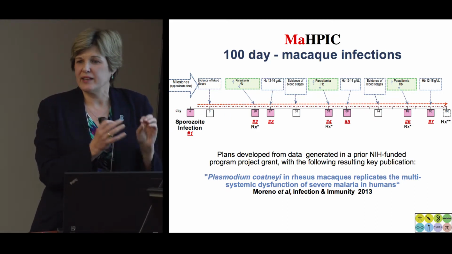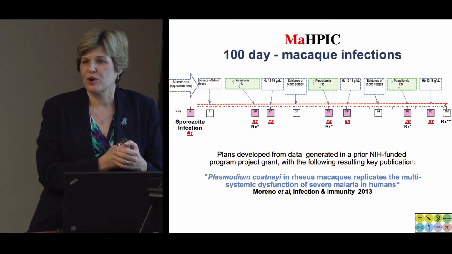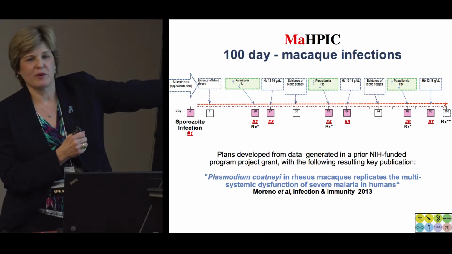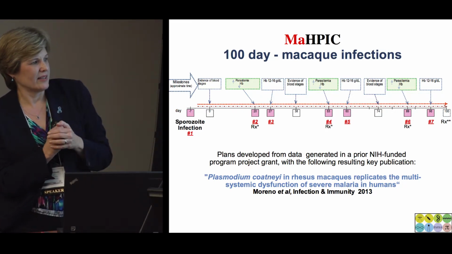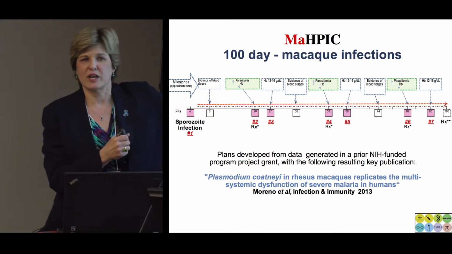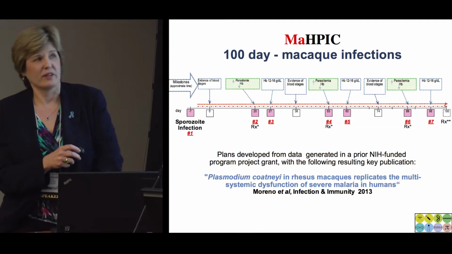Every other day we're getting samples for metabolomics, and then at specific time points we're getting samples for all the other omics. This is modeled after another paper that we published recently, Moreno et al. in Infection and Immunity in 2013, specifically watching a Plasmodium knowlesi infection and how it does actually mimic a lot of the human severity.